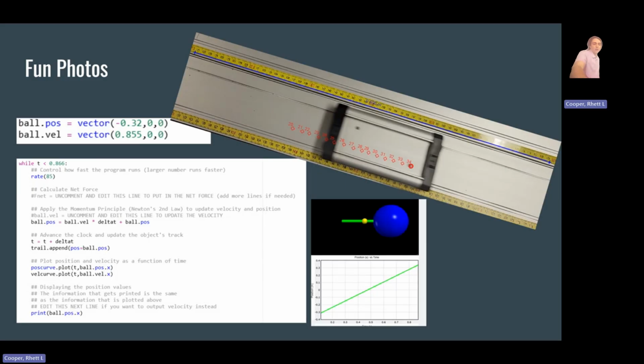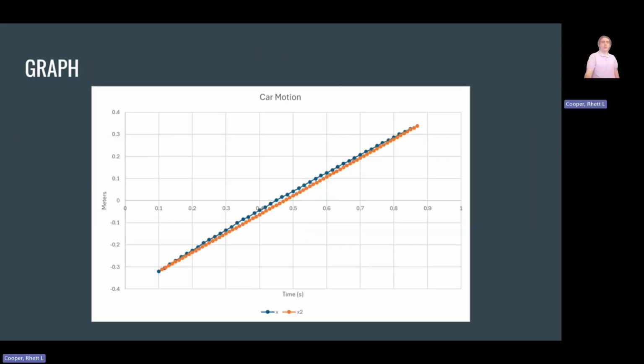And then we have all the coding math. I didn't really write all this. This came preloaded, I believe. And the time is the time that it took for the car to travel, 0.866 seconds. We have the little demonstration of what happened when I ran the code. And then we have our graph.